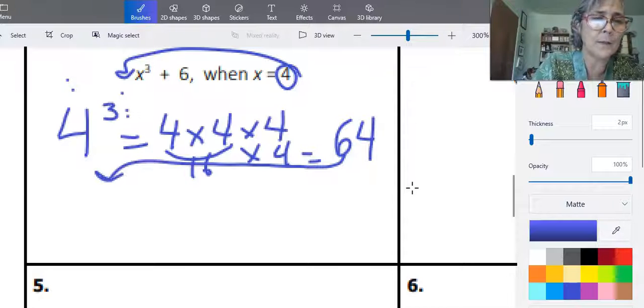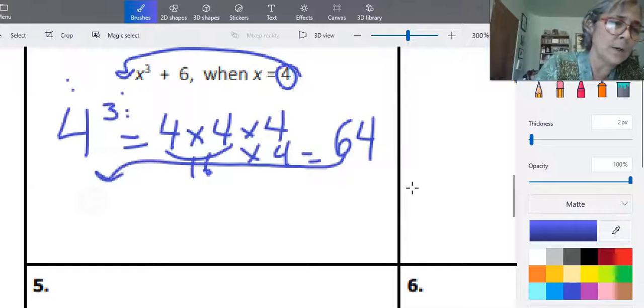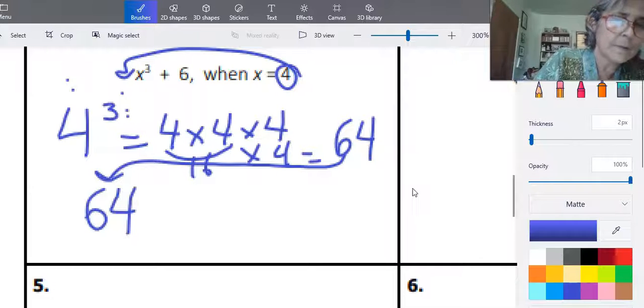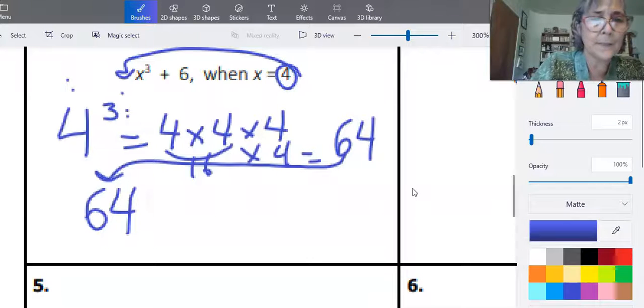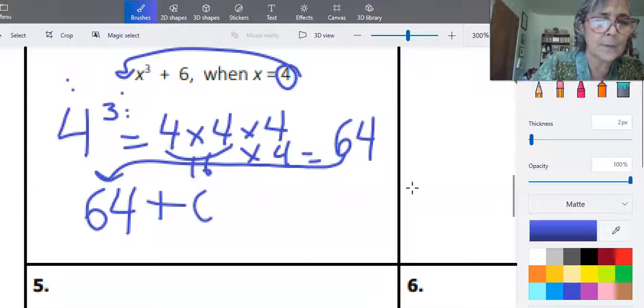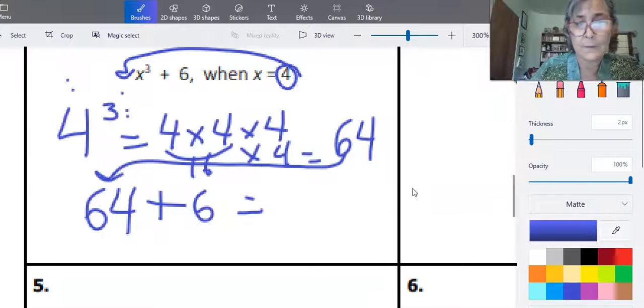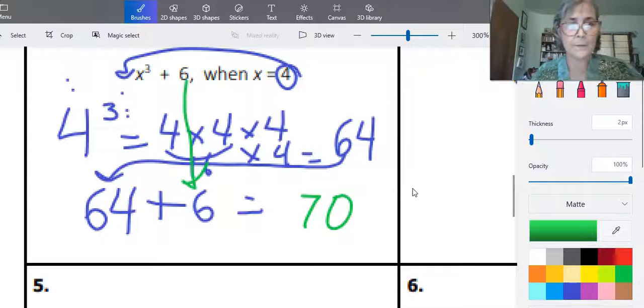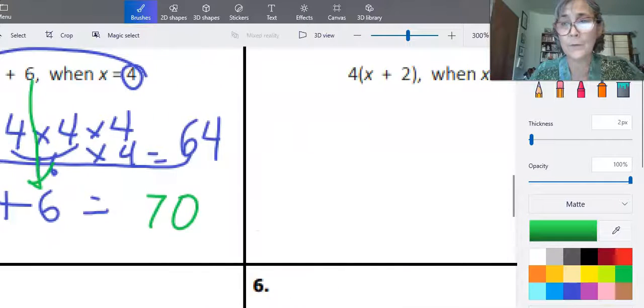I'm going to bring that down here. 64. But I don't want to forget that 6. Bring that 6 down. 64 plus 6. That's right, 70. Do you see where that 6 came from? Came from up here. Don't want to forget that 6. And like I said, these are on the sheet I gave you, so you can look at the sheet if you forget.